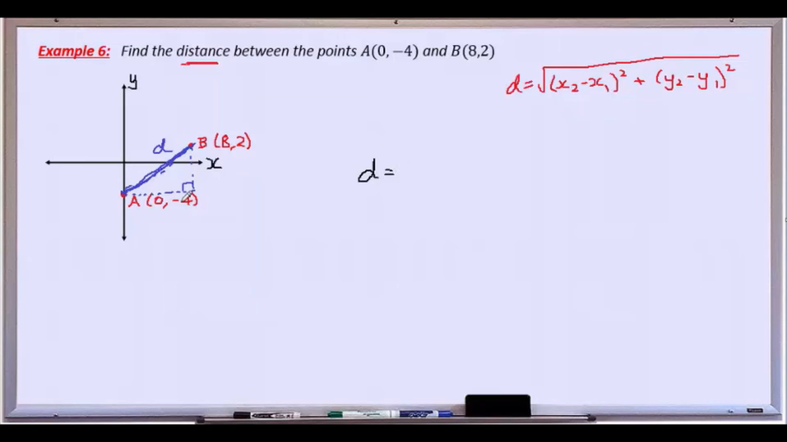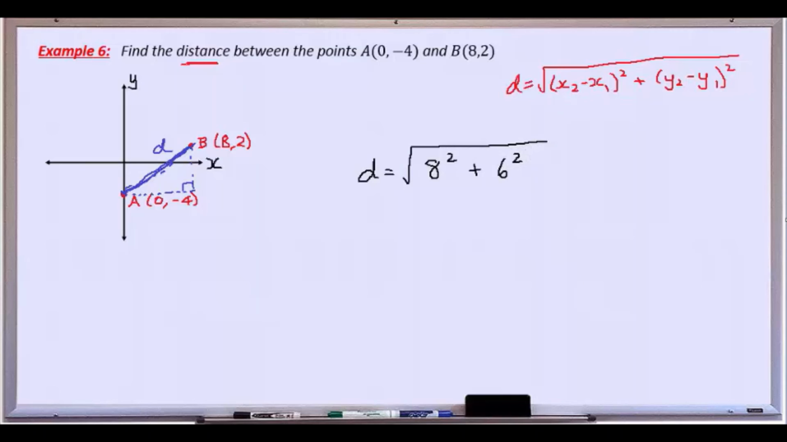So my distance D is my x distance. Now my x value goes from 0 to 8. So the distance there is 8 minus 0, or 8 squared, plus my y distance. Y goes from -4 to 2. So that's a distance of 6.